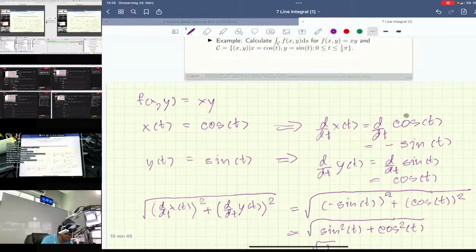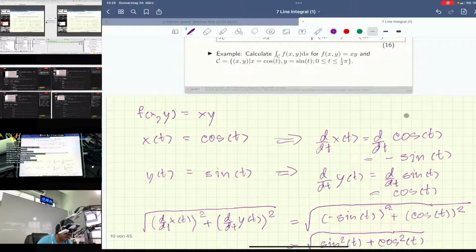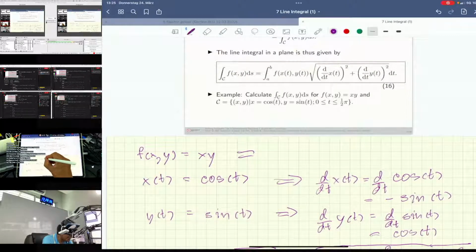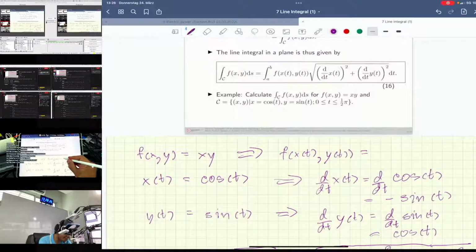The next one is we need to place this term into the function that depends on only time, and we're going to see that f(x(t), y(t)) will be, because we know that x is cosine t, so we have cosine t, and we need y, right? Because the product of x and y, x is cosine t, y is sine t.